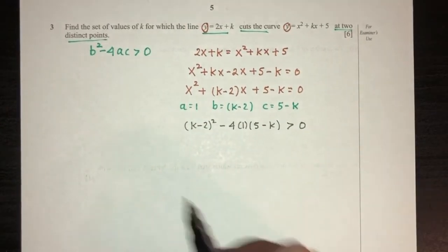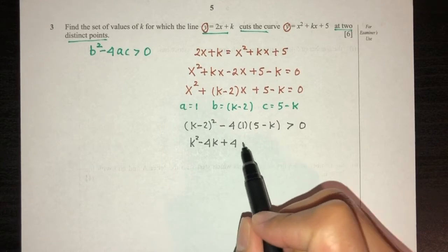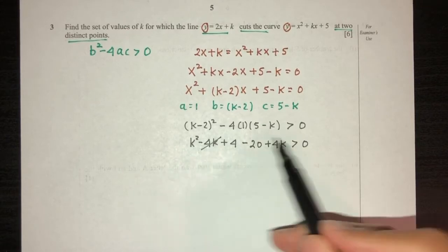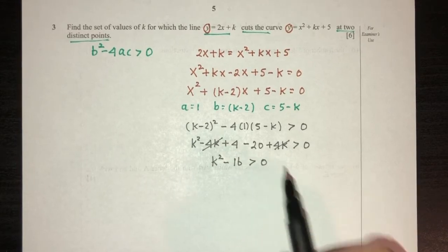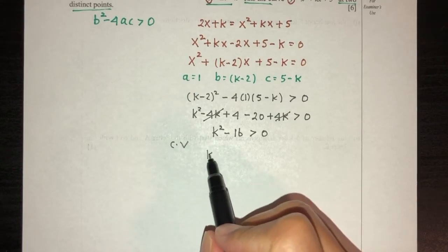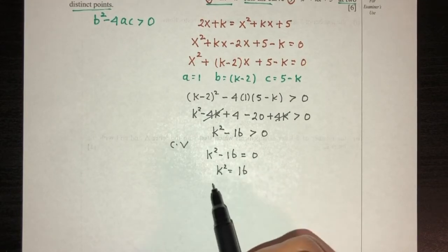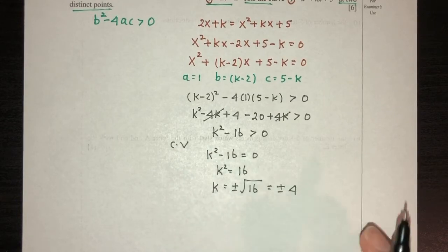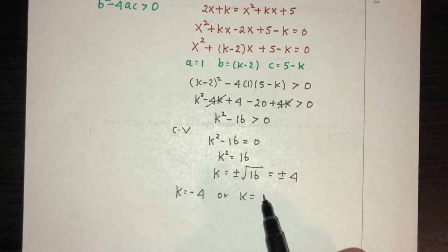Let's simplify this. That will be k squared minus 4k plus 4 minus 20 plus 4k is more than 0. So these two will cancel out. You will have k squared minus 16 is more than 0. So from this we can find the critical values. Critical values you have to equate to 0. So k squared is equal to 16. k is plus minus root of 16, which is plus minus 4. So you have two values of k. k is equal to minus 4 or k is equal to 4.